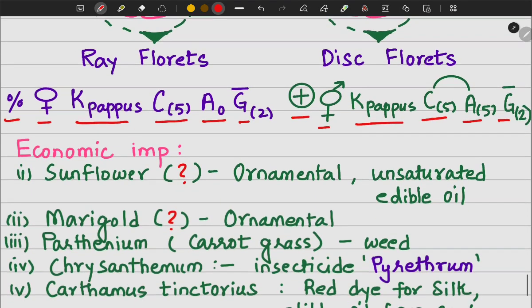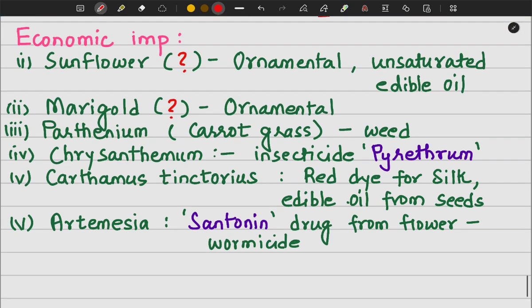Alright, now let us look at the economic importance of the plants of this family. So the first plant is sunflower, please find out the scientific name for sunflower and write it down in the comments below. Scientific names are very important because they can be asked in place of the common names. They can use the scientific names in a question and then you will get confused. So please remember the scientific names of all the plants of all the families that we are studying. Alright, so the sunflower is an ornamental plant and it is also used for its unsaturated edible oil.